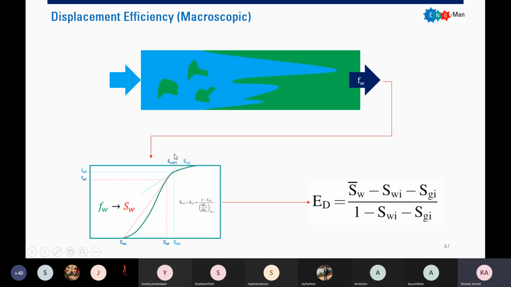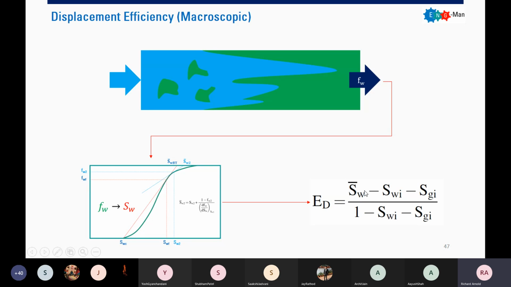Okay, so finally, for displacement efficiency subject, you do water flood. This is what you will have in your reservoir. And at your producer, you take your sample and then you measure your water cut. You get the water cut information. You do the fractional flow analysis, frontal advance analysis, and you will get your average water saturation within your reservoir. And finally, you can estimate your displacement efficiency.